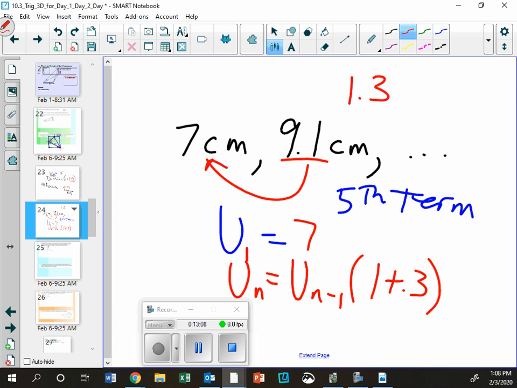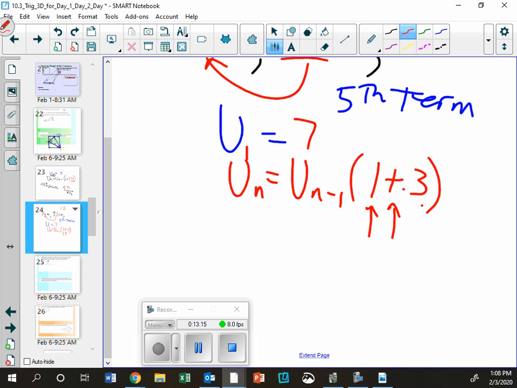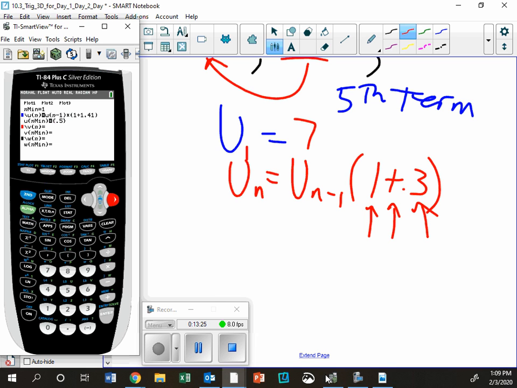Next chapter, you always are going to have a 1 and a plus or a minus, depending on if it's growth or decay, and then you'll have your rate right there. That's 30% growth that Squiddy has been exhibiting. Okay? And then I asked you for the 5th term. So once we put this in the calculator, I hope you put 1 plus 0.3, and he started at 7 centimeters long.